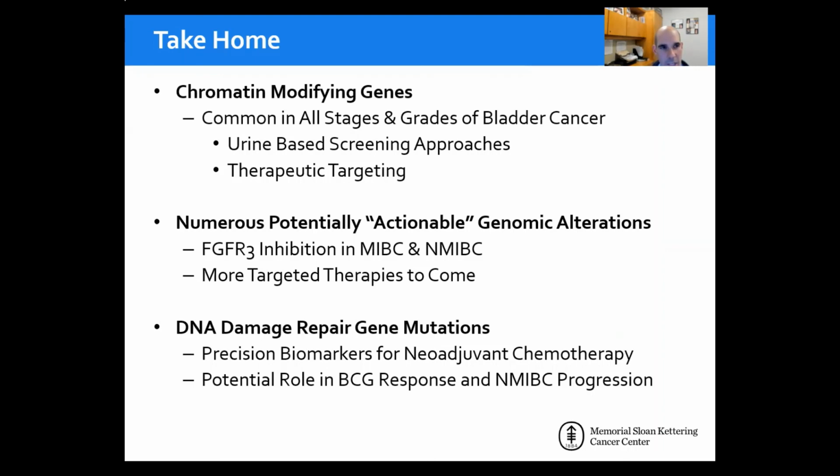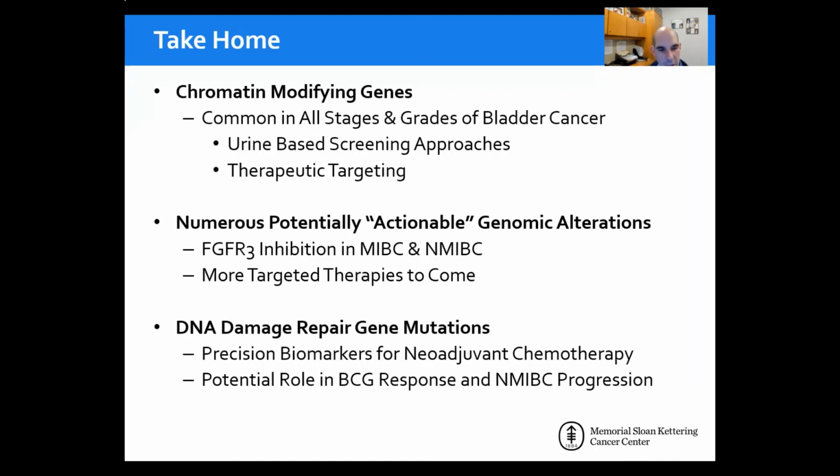But the take homes that I wanted to leave you all with is that chromatin modifying genes are highly pervasive across all stages and grades in bladder cancer. And this could have potential implications for urine-based screening and surveillance approaches. They also could be therapeutic opportunities for drug development. And there are numerous other potentially actionable alterations in both muscle invasive as well as non-muscle invasive bladder cancer. I focused primarily just on FGFR3 since it's the first FDA approved targeted therapy, but there's certainly more targeted therapies to come in the near future.